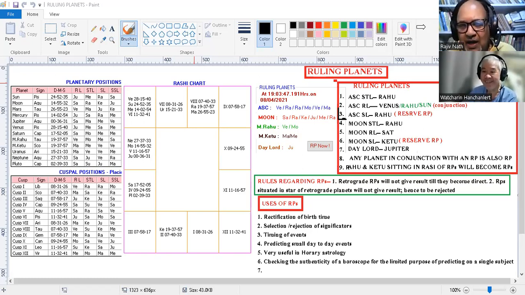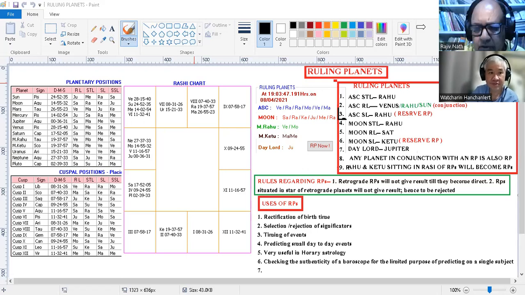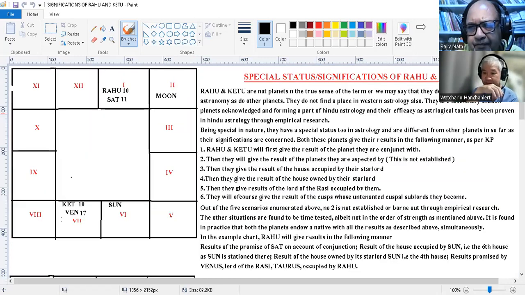So, is this clear? Ruling planets. Yes, sir. So, can we move on? You will only learn this when we come to the prediction part. This is just the concept that I have given you. So now we'll come to significations of Rahu and Ketu in KP.